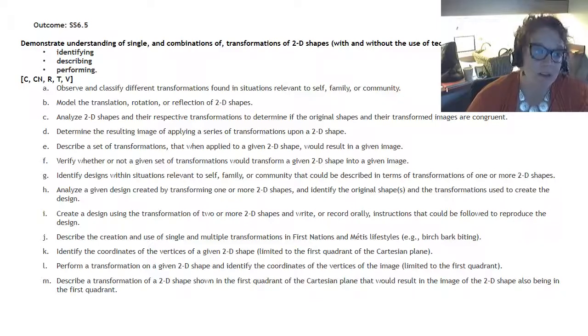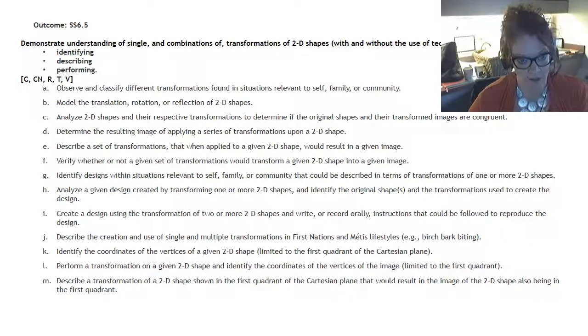In SS 6.5 you are to demonstrate an understanding of single and combinations, which would be two or more, of different kinds of transformations. And you learned in one of the grade 5 outcomes that transformations are translation, rotation, and reflection. So remember those three things.